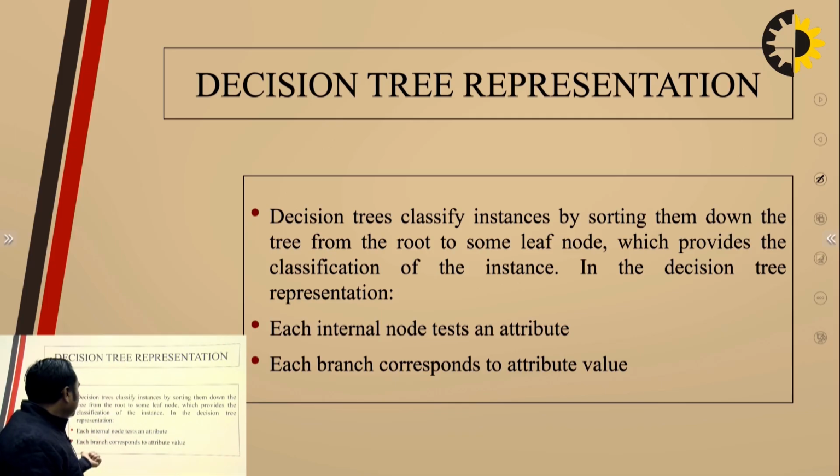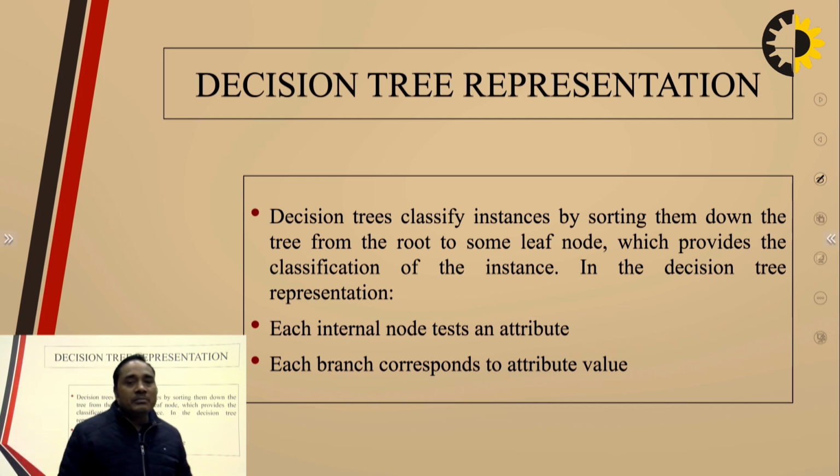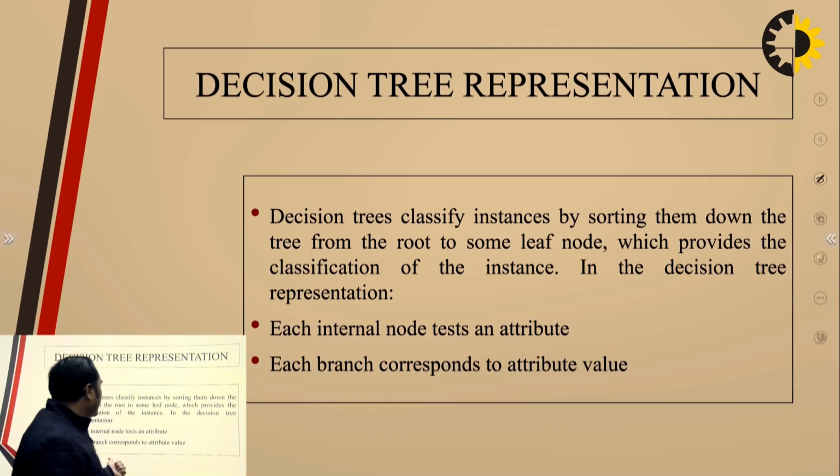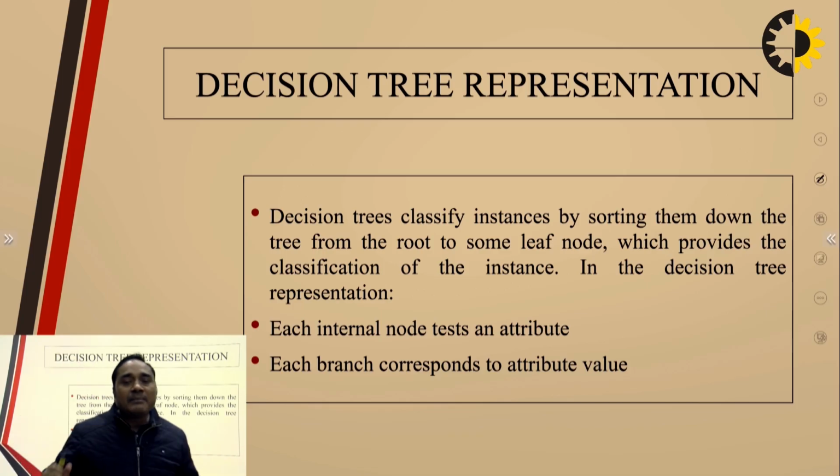Next one is each internal node tests an attribute. So what is the internal node? It means every internal node has attributes, has a value. On the basis of that, we are moving to the next node or next leaf. Now each branch corresponds to an attribute value. Every branch has a corresponding value. On the basis of that, we can find out this is the branch of this tree, and we are moving from this branch to that branch on the basis of their attributes.